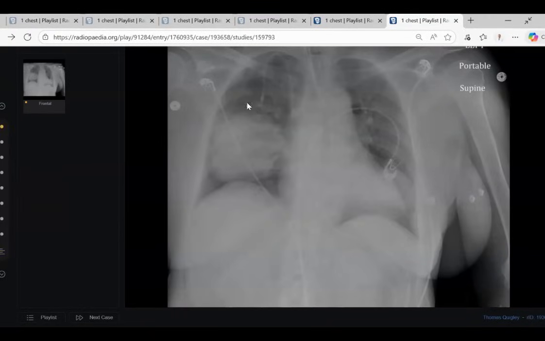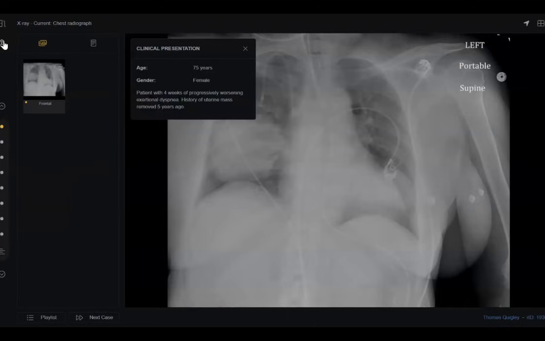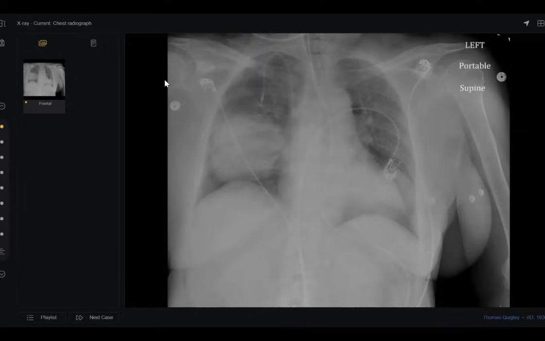I am provided with a frontal projection chest radiograph, portable supine. The patient is a 75-year-old female who presented with progressive dyspnea. So this radiograph is of a 75-year-old female presented with progressive dyspnea.